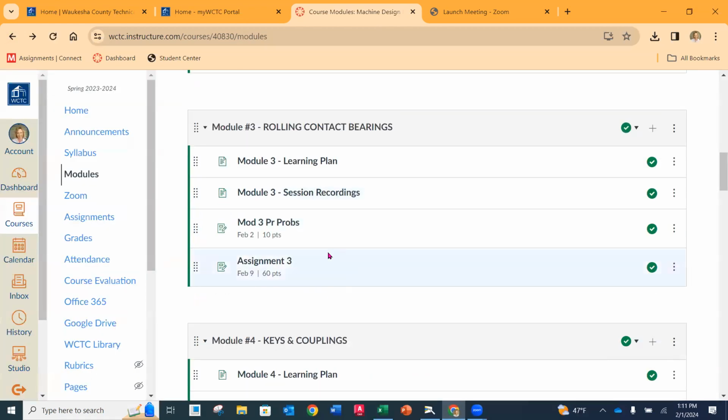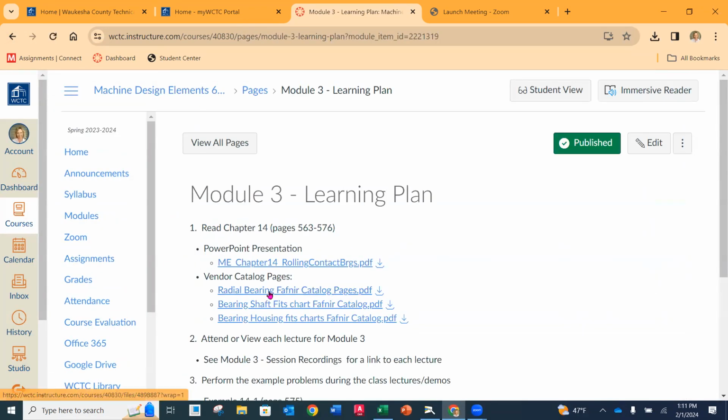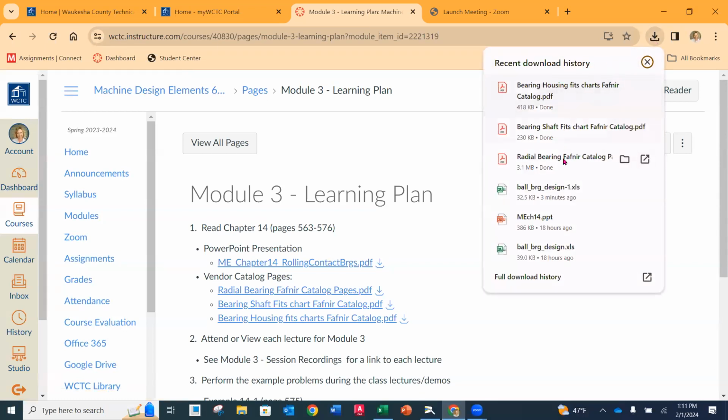So we're going to go back. We're going to go to Module 3, Learning Plans. And what you're going to want to do is just quickly download the 3 catalog pages right here. Okay. And then we're going to reference those.